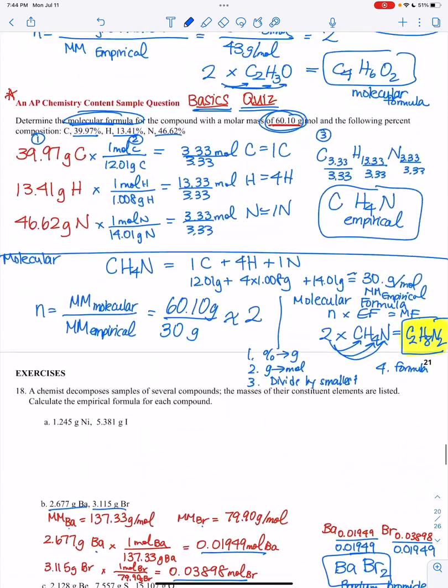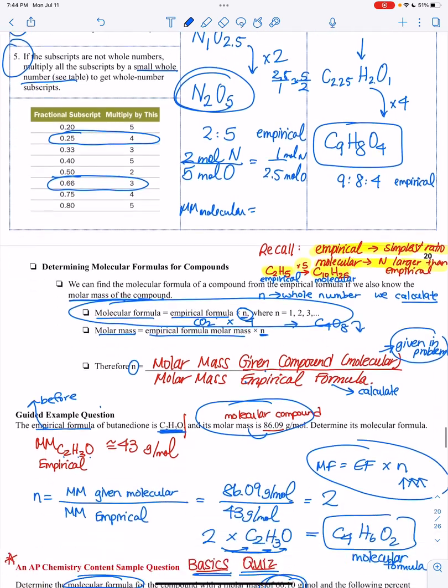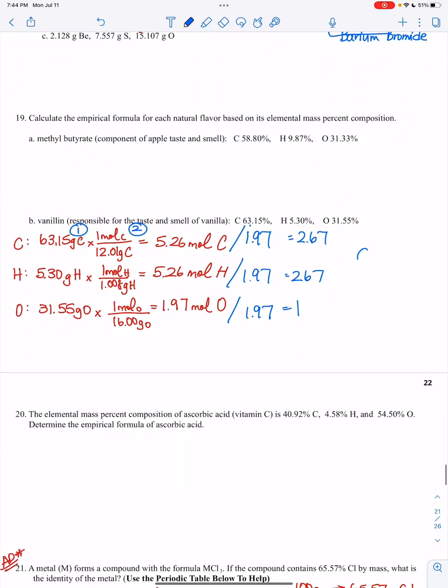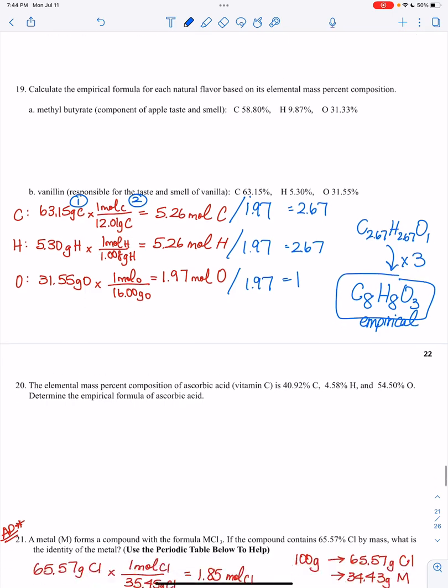So I'm going to go look at my table here and see what happens if I get 6.6 or 6.7. Look at this right here. If you get the 0.66 or the 0.67, I have to multiply everything by 3, right? So this is what happens when you don't get those whole numbers. So I have C 2.67, H 2.67, O 1. I'm going to multiply everything by 3. If I do that, I get approximately C8H8O3. That is a nice empirical formula. It cannot be simplified further.